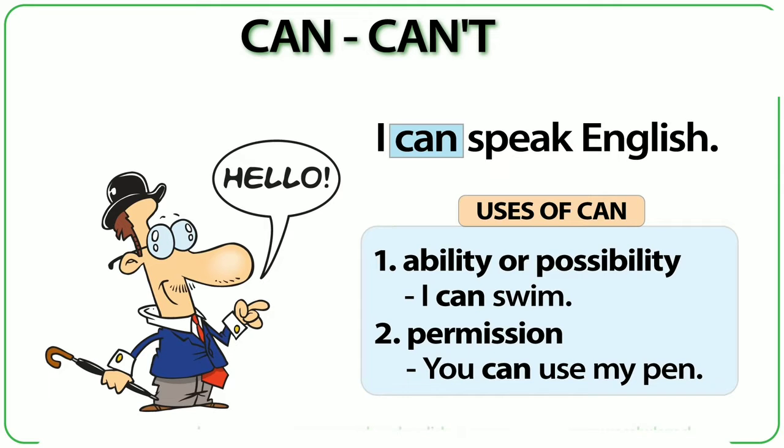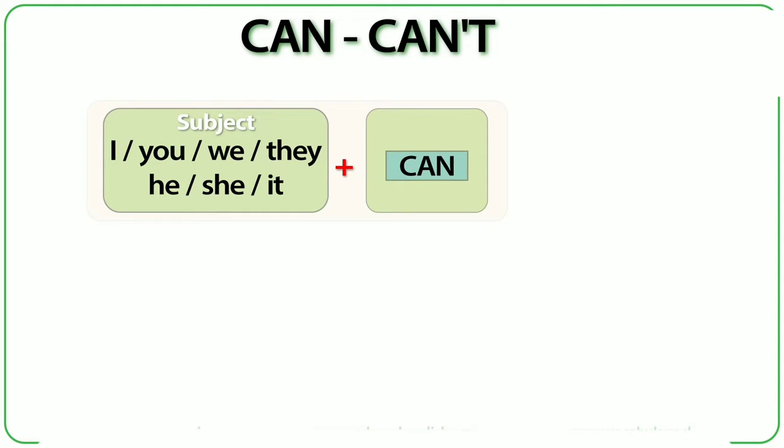How do we make sentences in English with can? It's simple. Can does not change with the subject. It is always can. I can, you can, we can, they can, he can, she can, it can, my friend can, the teacher can, the chickens can, everybody can.